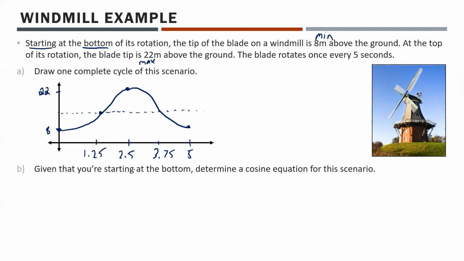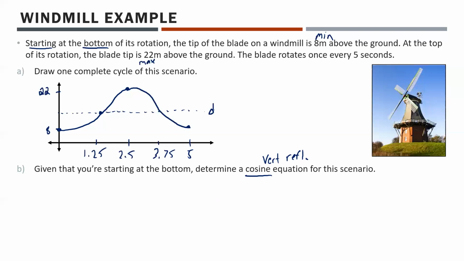Now, given that you're starting at the bottom, determine a cosine equation for this scenario. Well, neither sine nor cosine start at the bottom. Sine starts at a midline going up, cosine starts at a maximum. But what's kind of interesting is I'm glad they said cosine here, because cosine usually starts at the maximum, but if we vertically reflect it, like if we flip it upside down, then of course it starts at a minimum. So instead, because we're starting at a minimum, we're going to do a vertical reflection on this cosine for sure. But either way, we should also find all of our other important details.